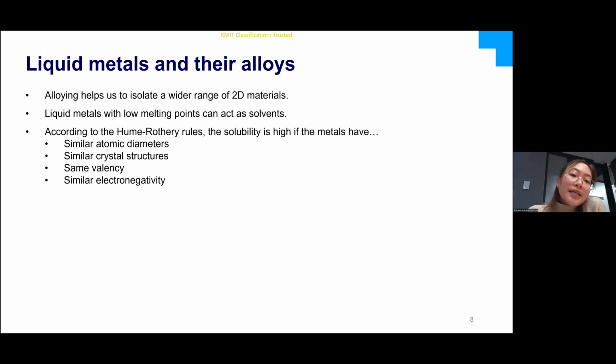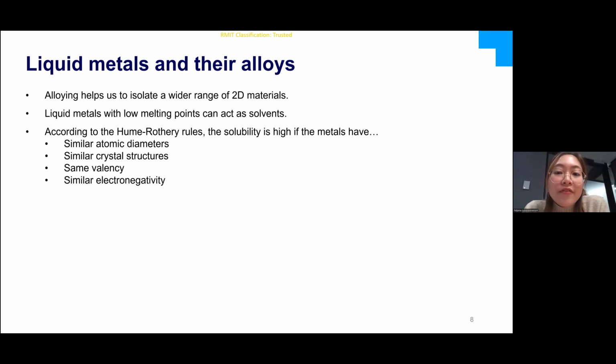But there are some key factors that need to be taken into account when you want to make an alloy. According to the Hume-Rothery rules, the solubility of two metals within each other would be high if these two metals have similar atomic diameters, similar crystal structures, the same valency, and similar electronegativity. So this might be the thing that we have to consider.